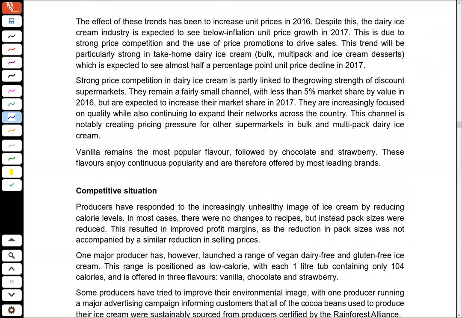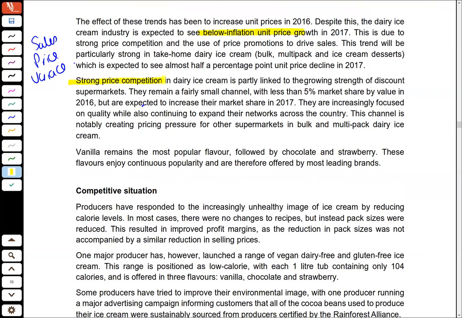Okay, so what's happened then? We've got the dairy ice cream industry expected to see below inflation unit price growth. So from a price variance point of view, should we be seeing any sales price variance? Probably not, because we're not actually seeing any difference. And if anything, it might be that we have to reduce prices to increase our sales because we have got that strong competition going on. We do have this strong price competition.